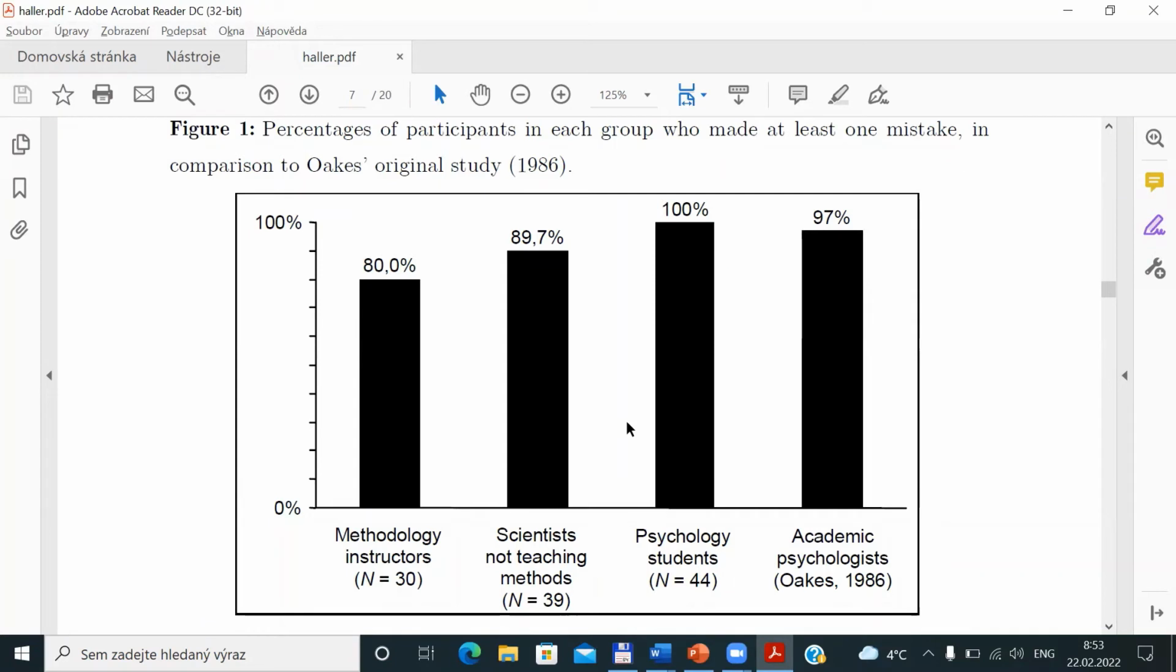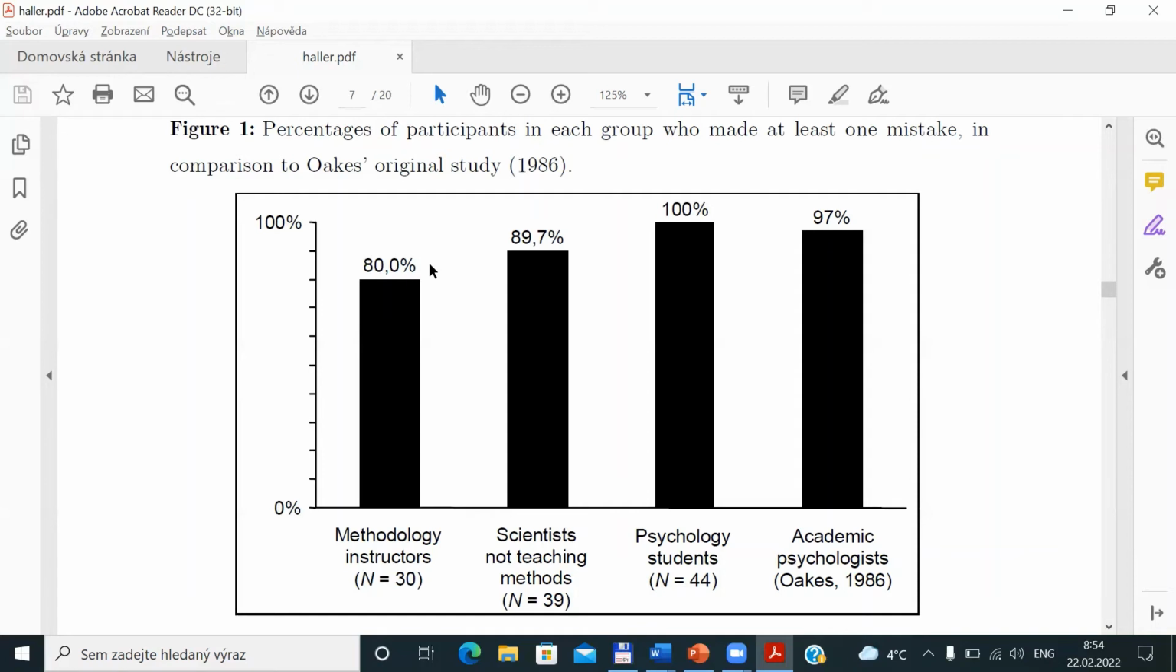at least 1 mistake. But you can go to scientists, so it means to psychologists who are not professional teachers of statistics, and also a big majority made at least 1 mistake. And you can go also to those who are teaching methodology in statistics, or who were teaching methodology in statistics in Germany, and you can see that also a big majority of these made at least 1 mistake. So it means that also those people who are teaching about p-values, statistical testing, etc., do not understand the concept.